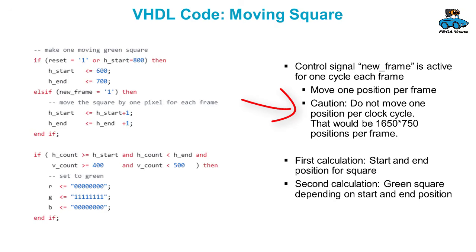So this would be 1650 times, 750 times per frame. This is not what we want. We want to have it increment only once per frame. And then with this H start and H end, we can again have an if statement and check if our H counter and V counter is in this range. And if it's in the range, we set the pixel to green.